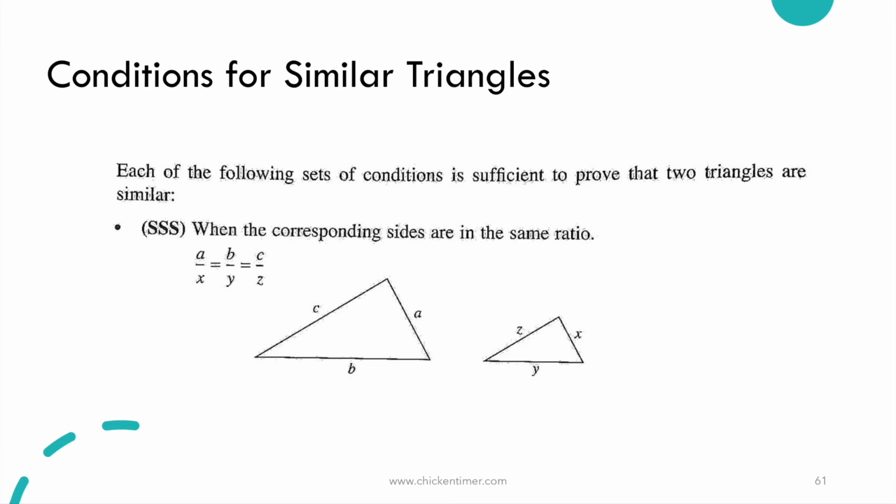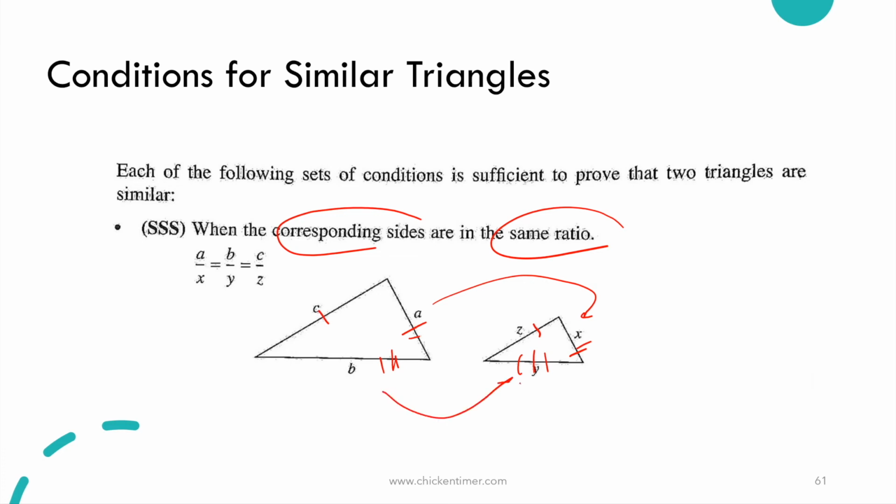But now this SSS does not indicate that all corresponding sides are the same length. This is not the indication. What it indicates is the corresponding sides are in the same ratio. That means this corresponds to this, and this corresponds to this, and this corresponds to this. So A divided by X, this pair, is the same as B divided by Y, and is the same as C divided by Z. This is SSS for similar triangles.